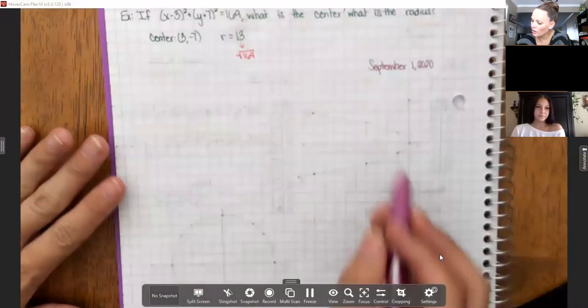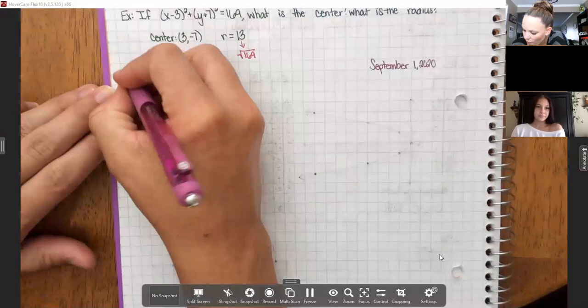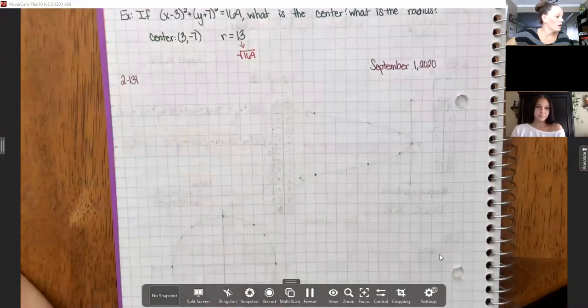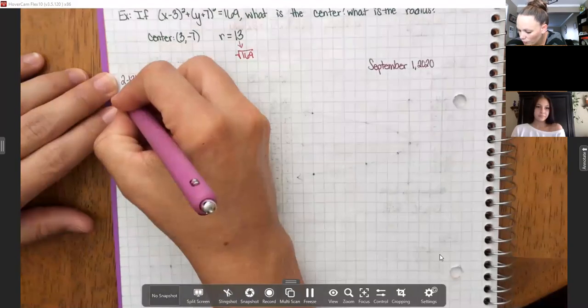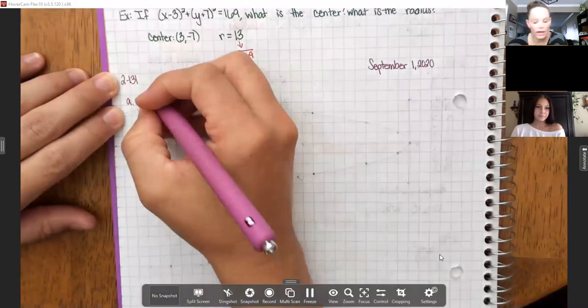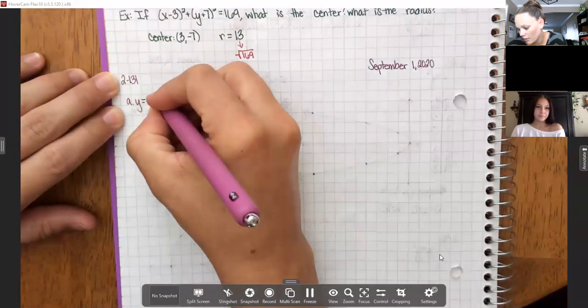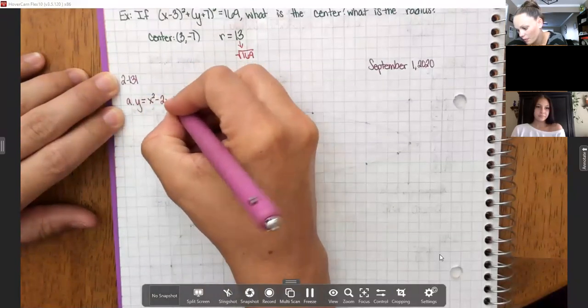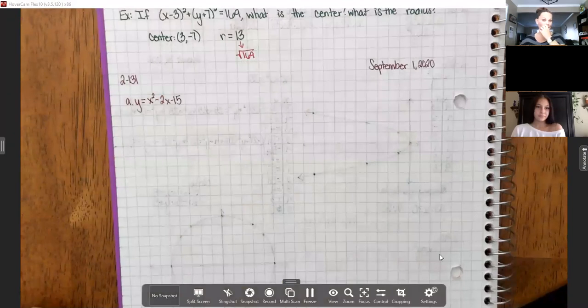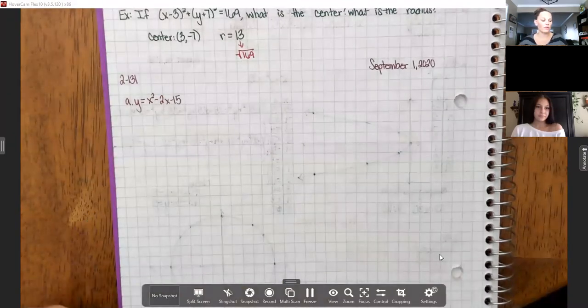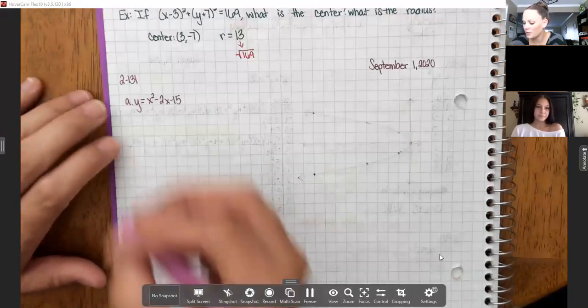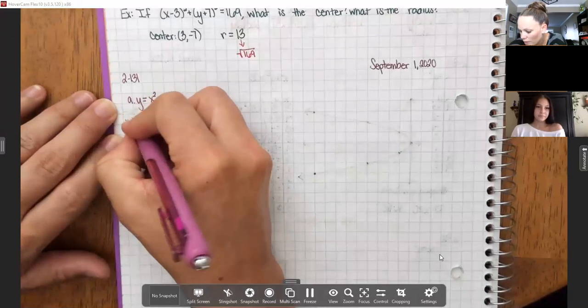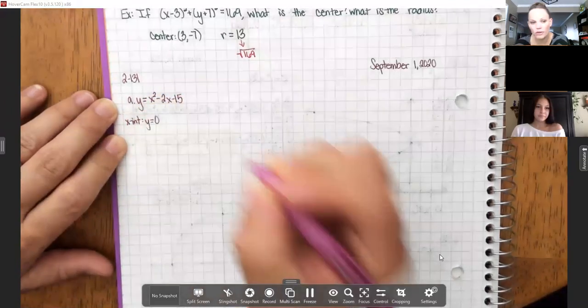Okay, so we're gonna start on 2-131 then. Our equation is y equals x squared minus 2x minus 15. And they want us to find the vertex by the method we used earlier in the chapter. First, finding the x-intercepts, and then we can find the vertex so that we can write it in graphing form. So to find the x-intercepts, we set y equal to 0.